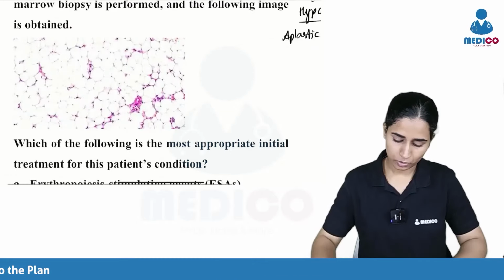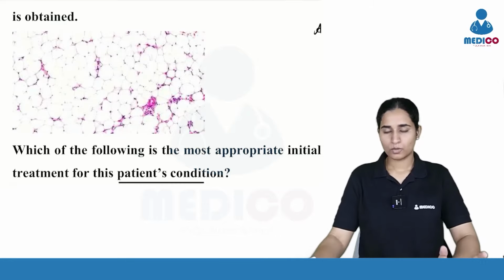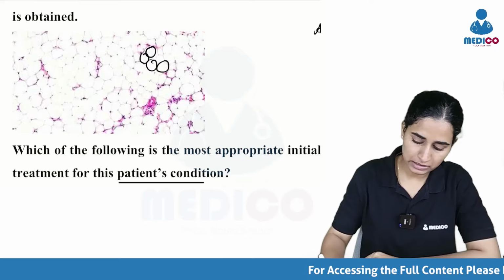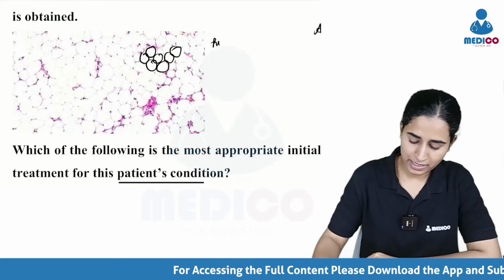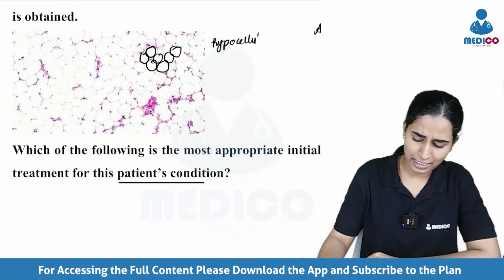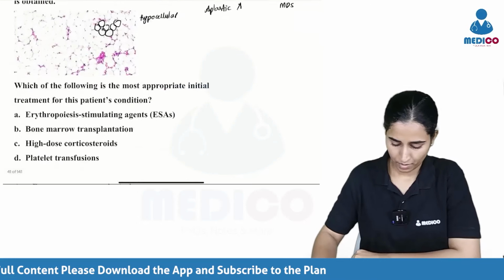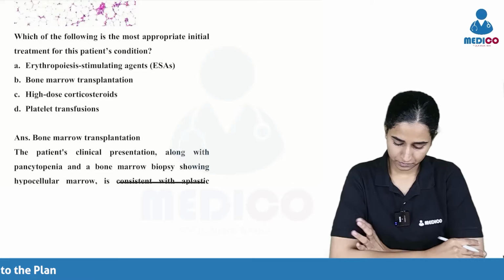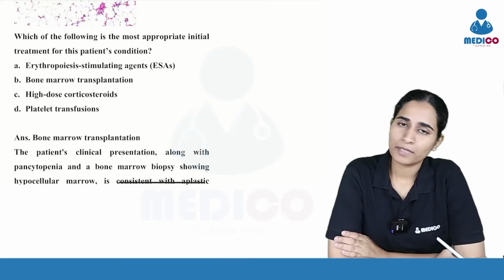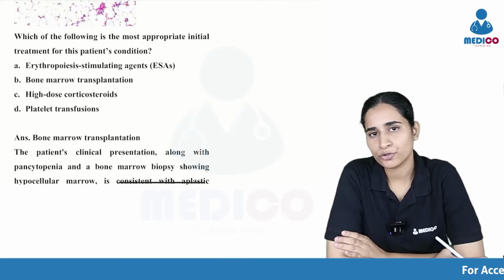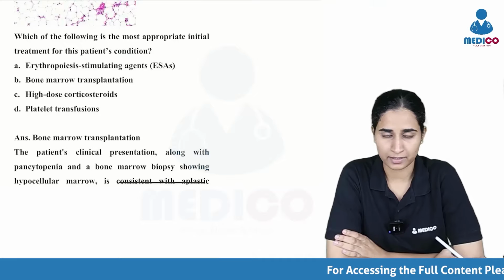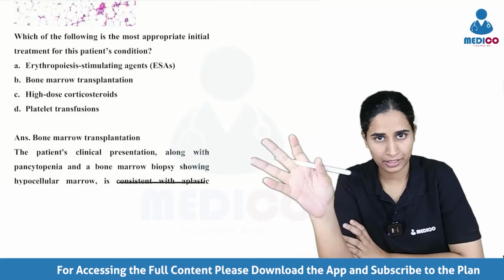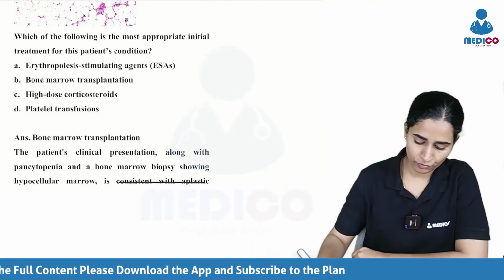So, look at the bone marrow picture. What can you see? All fat globules are there. Your bone marrow is literally replaced by fat globules and it is hypocellular. Probably it's aplastic anemia. So what is the initial treatment you are going to give? Your bone marrow is replaced by fat. So what should you do? You should go for bone marrow transplant. If the patient is young and fit enough, and you have ruled out all the secondary causes, the best thing is to go for allo-BMT.